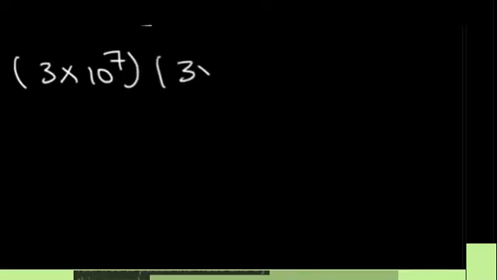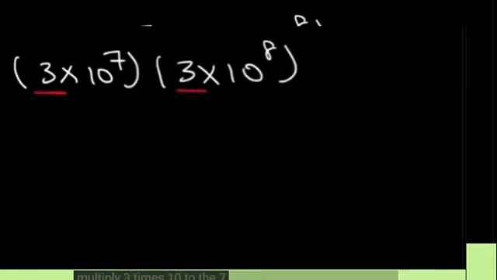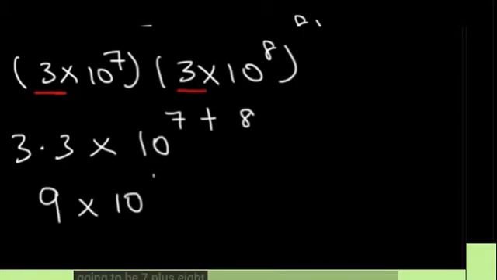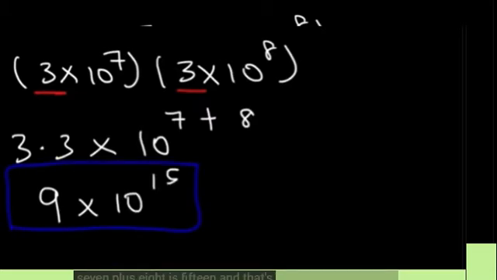Now it's your turn. Feel free to pause the video and try this example. Multiply 3 times 10 to the 7th by 3 times 10 to the 8th. So let's start by multiplying 3 by 3, and then let's add the exponents. It's going to be 7 plus 8. So 3 times 3 is 9, 7 plus 8 is 15, and that's all you need to do.